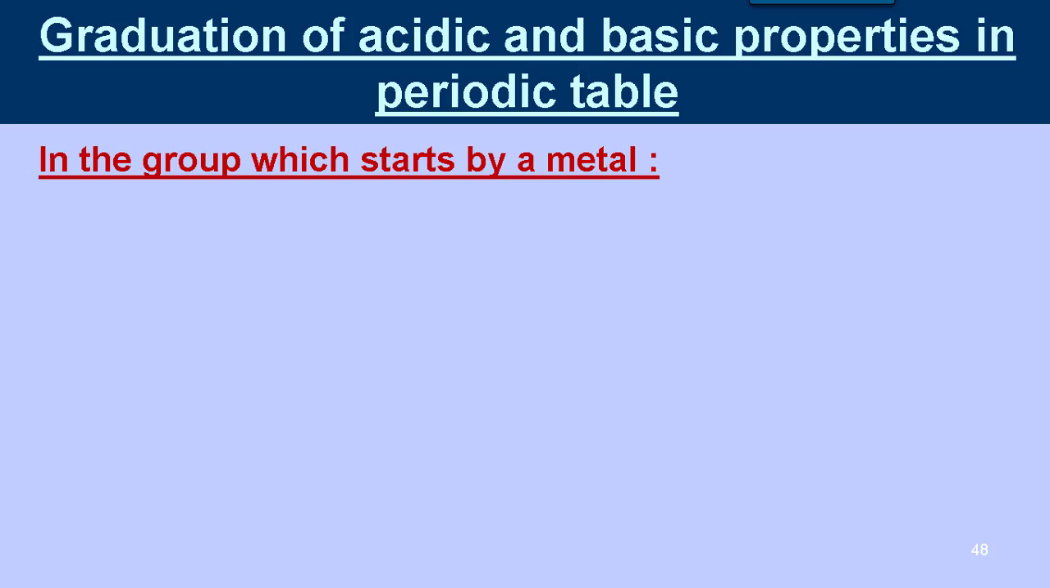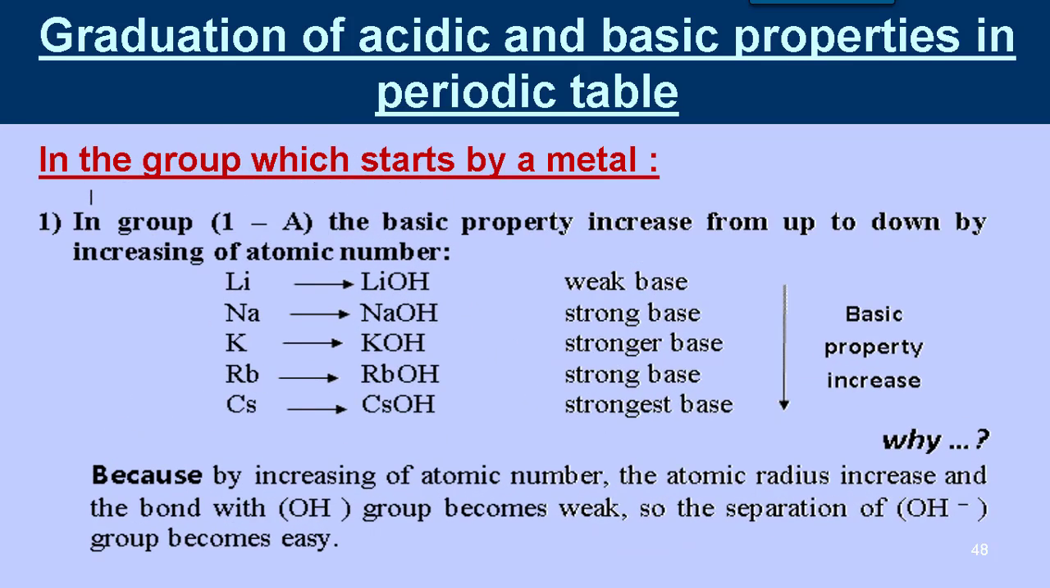In the group which starts with a metal, by moving from up to down by increasing the atomic number, the basic property increases. So you can find that weak bases are at the top, and by increasing the atomic number, the basic property will increase till we reach the strongest base, which is cesium hydroxide.